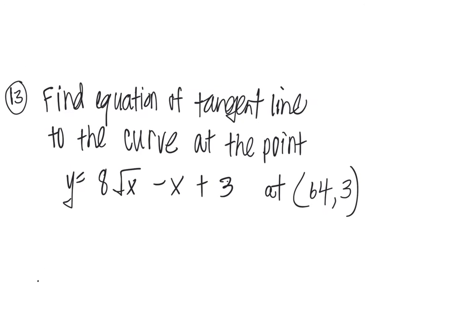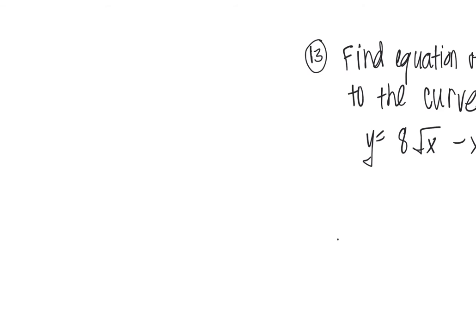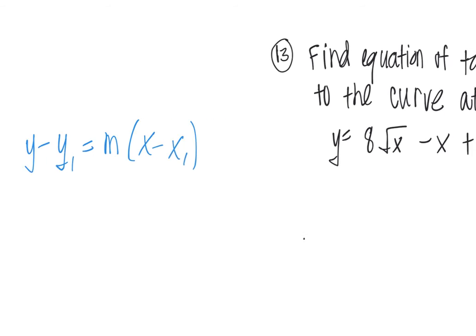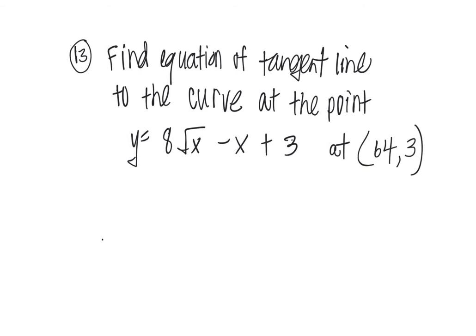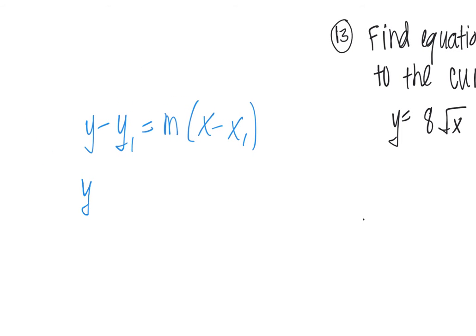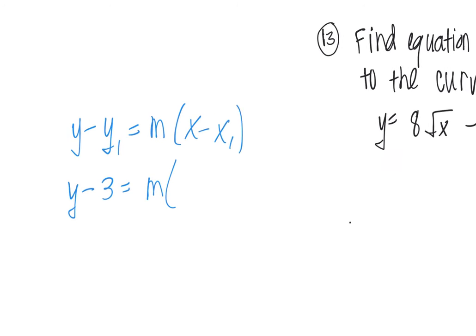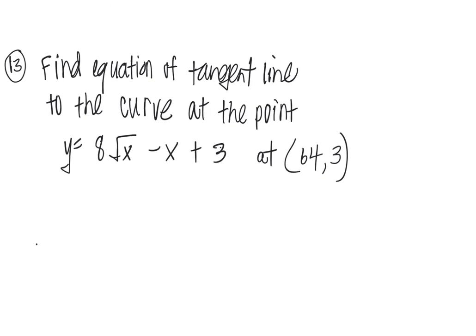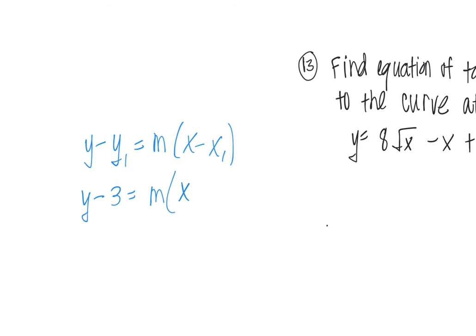Okay, to start this one, find the equation of the tangent line to the curve at the point. When we're finding the equation of a line, we're going to end up using this formula, y minus y sub 1 equals the slope times x minus x sub 1. And we actually got half of this information already. I know that my y value is 3. I don't know my slope. This is going to come from the derivative in just a bit. And I know my x value is 64.